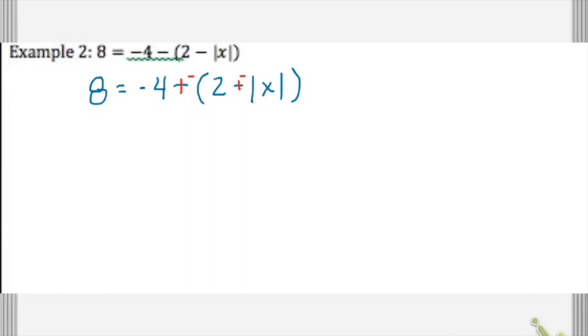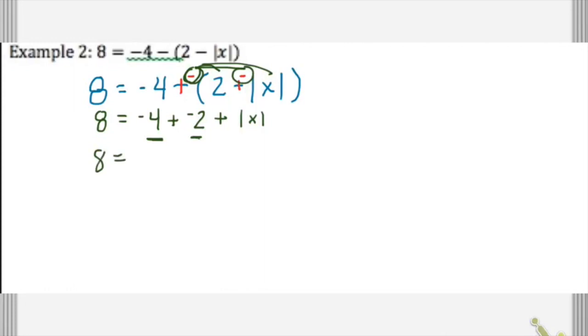The next step here is I have this opposite and I have a whole sum, so I need to use op sum. Again, I don't need to write that property, but I do need to make sure I'm applying it. So on my next line, I take the opposite of each piece inside the parentheses, and the first opposite sign outside and this one on the inside cancel each other out, and that's my new equation. Now on the right-hand side, I can simplify. I have like terms, and so I get 8 is equal to negative 6 plus the absolute value of x.